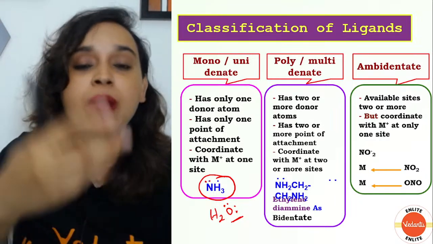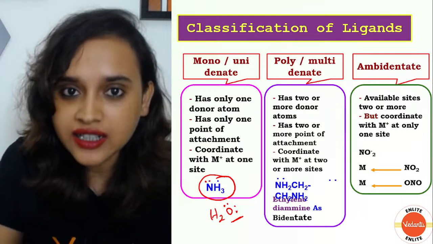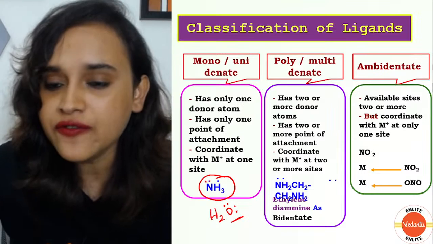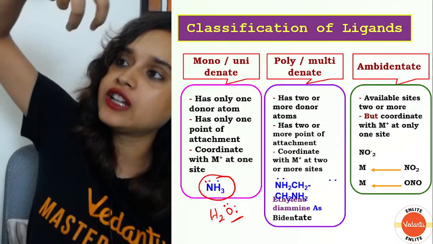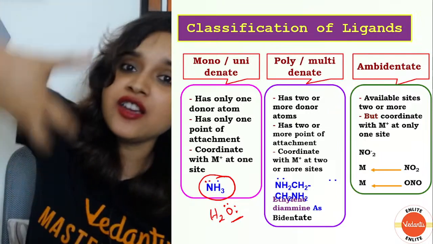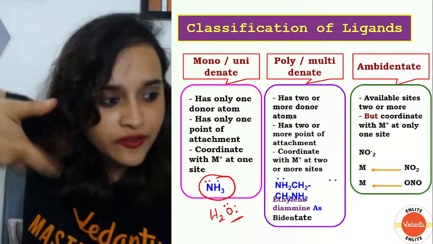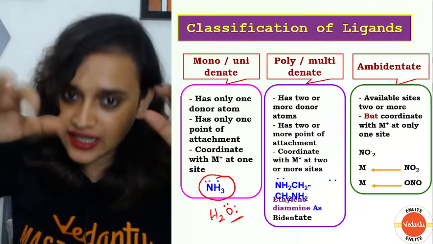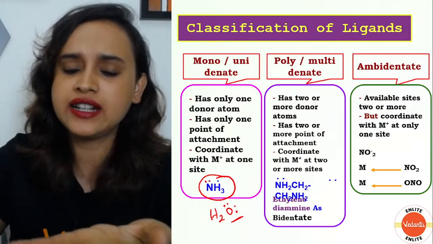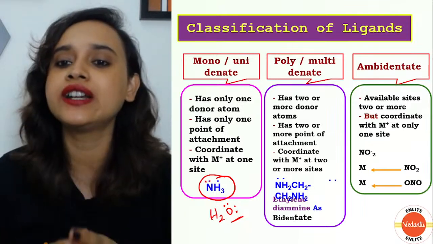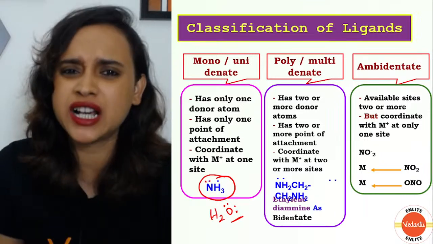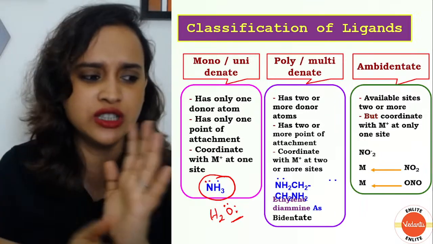multidentate ligands. There is bidentate, there is tridentate, there is tetradentate, there is hexadentate, right, everyone? If it is bidentate, that means with two fingers, it's going to pick up. If it is three, then with three fingers. Four, then four. If it is six, then with six fingers. But all of these, bi, tri, tetra, hexa, we can call multidentate. Easy, right?